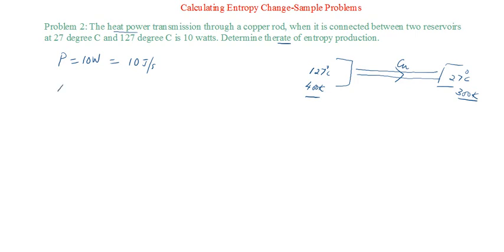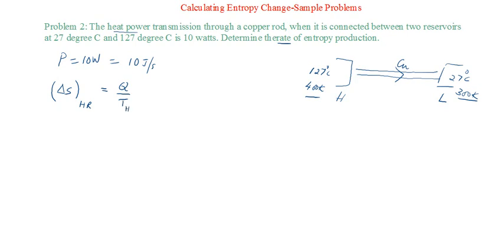So let's say delta S of the high temperature reservoir. I'm naming these as high and low. Delta S for the high temperature reservoir will be equal to the heat transferred divided by the temperature of that reservoir, Q by T_H.